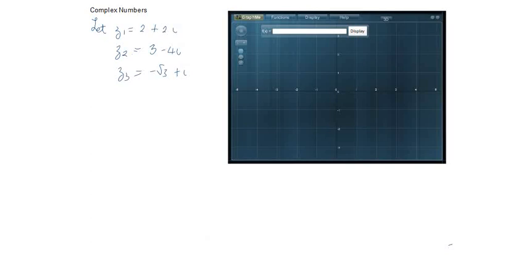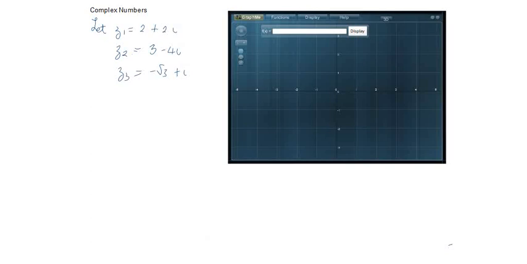Okay, now let's try to review complex numbers, or one of the applications of complex numbers. So let's say we have here complex numbers z sub 1, z sub 2, z sub 3. Let z sub 1 equal 2 plus 2i, z sub 2 equal 3 minus 4i, z sub 3 equal negative square root of 3 plus i.